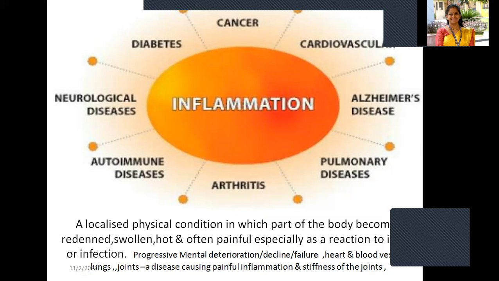What do you mean by inflammation? I've explained in some other previous video also. So inflammation, you can define this as a localized physical condition in which part of the body becomes reddened, swollen, hot, and often painful, especially as a reaction to injury or infection. So you can keep in your mind this particular inflammation in this IgE immunoglobulin molecule. You can write over there.